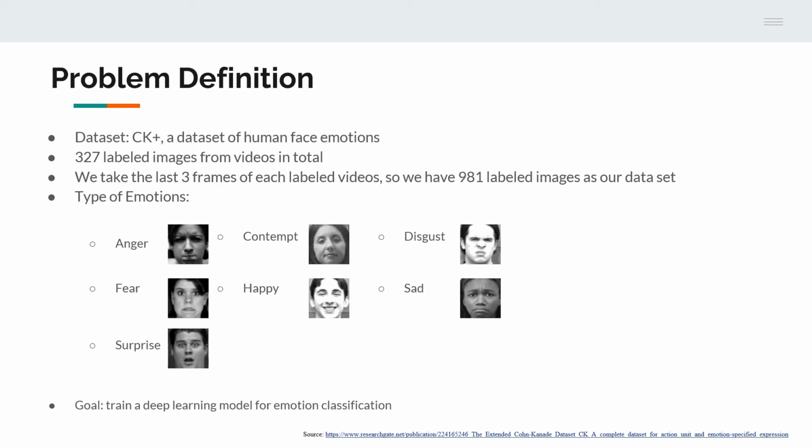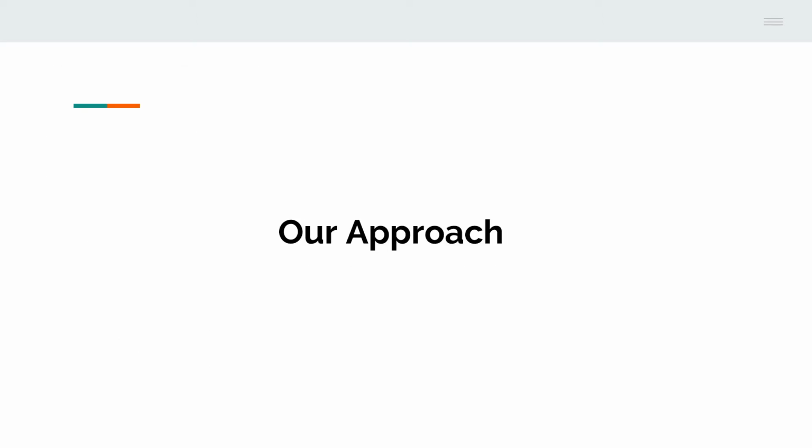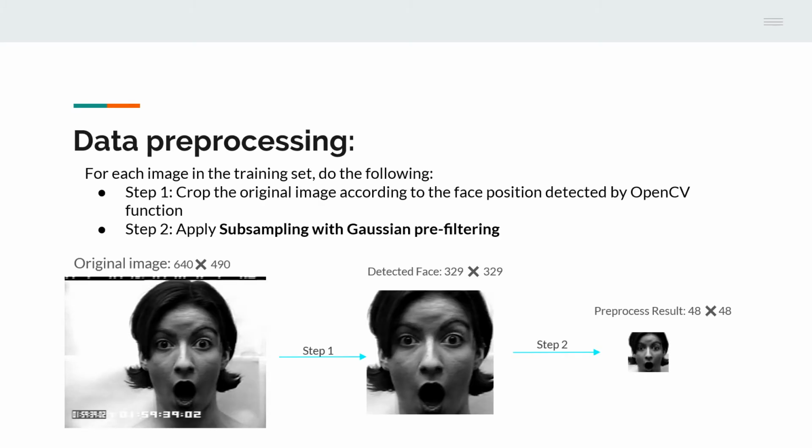There are 7 types of emotions in total, and the goal of our project is to train a deep learning model for emotion classification. This is our approach to solve the problem. Data preprocessing. We do the following to each image in the dataset. First, crop the image according to the face position detected by OpenCV. Second, apply subsampling with Gaussian pre-filtering to get an image of size 48 × 48. After this, we transfer the images into tensors and feed them into the neural network and start training.